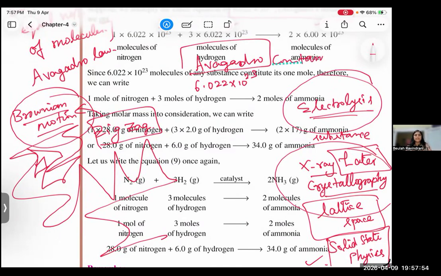So I can simply say scientists didn't count atoms one by one. They used clever experiments and math to estimate this huge number. It is huge, right? This number of atoms, or particles, is 6 times 10 to the power of 23. Clear? Can you understand?